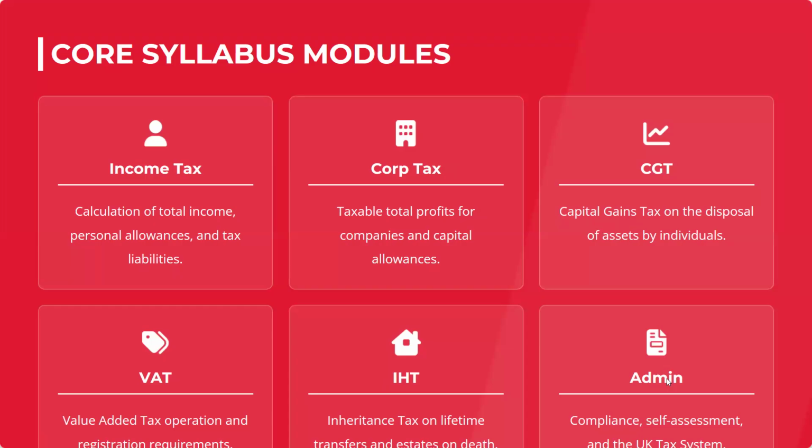And then administration. Obviously, nothing can ever get completed without the admin function. So compliance, self-assessment, if somebody is paying their taxes late, HMRC will levy penalties on them. What are the rates of those penalties? You should be able to know about those things as well. So these are the six syllabus areas which are covered in ACCA taxation.